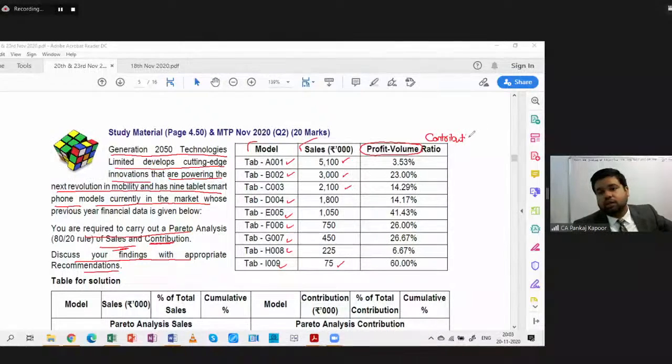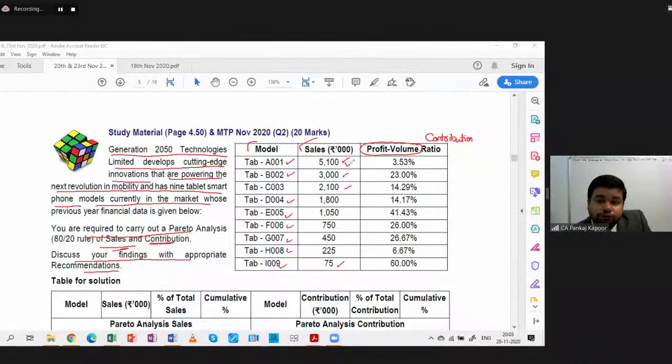Okay. Now be active again. Quickly carry your calculator and/or a gizmo device, whatever you are using, and tell me what is the contribution for the product A1.